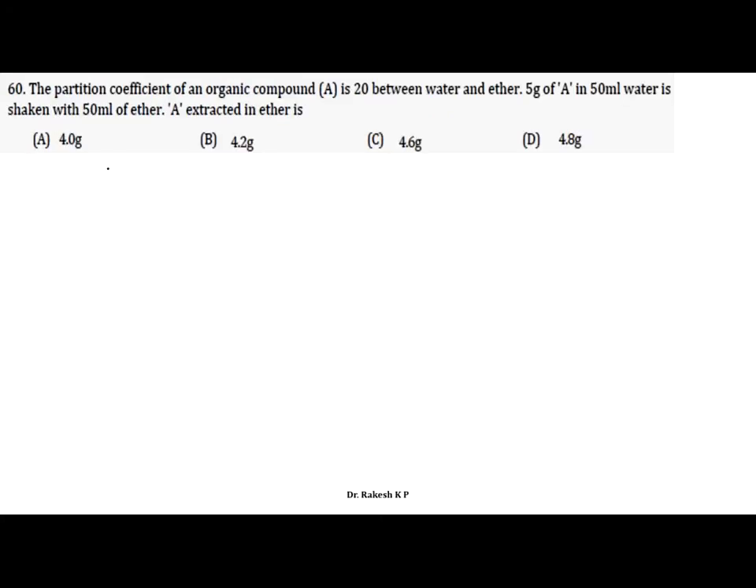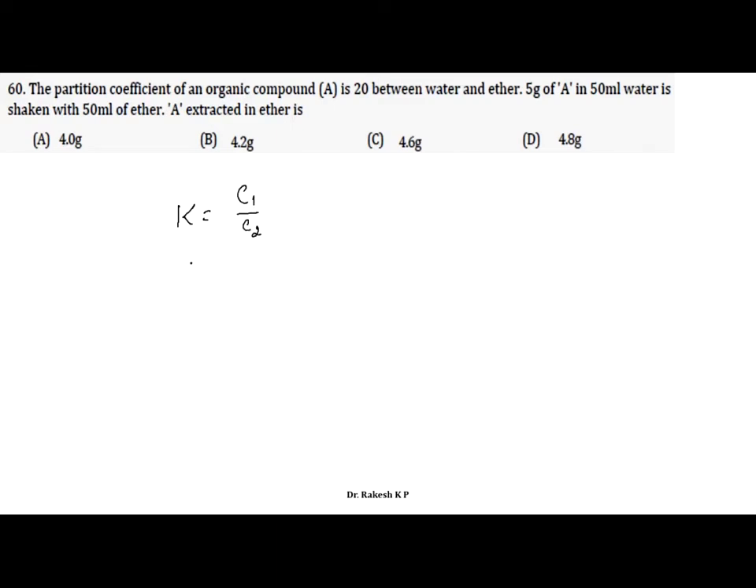The partition coefficient of an organic compound A is 20 between water and ether. 5 gram of A in 50 ml water is shaken with 50 ml of ether. A extracted in ether is? So now we have to identify the A extracted in the ether. Let me write the equation: partition coefficient equals C1 divided by C2.